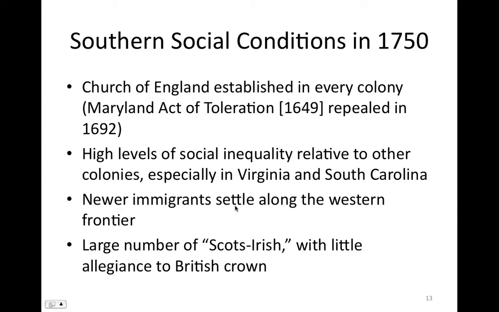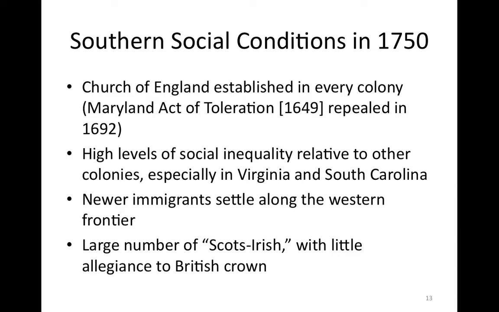We can also talk about the social conditions of the colonies in the South. Firstly, of course, the Church of England was established in every colony. So this is an important thing. The Church of England was established in England. It was the official church. If you lived in England, you had to pay taxes to support the Church of England. So this was kind of the default for colonies in British North America.